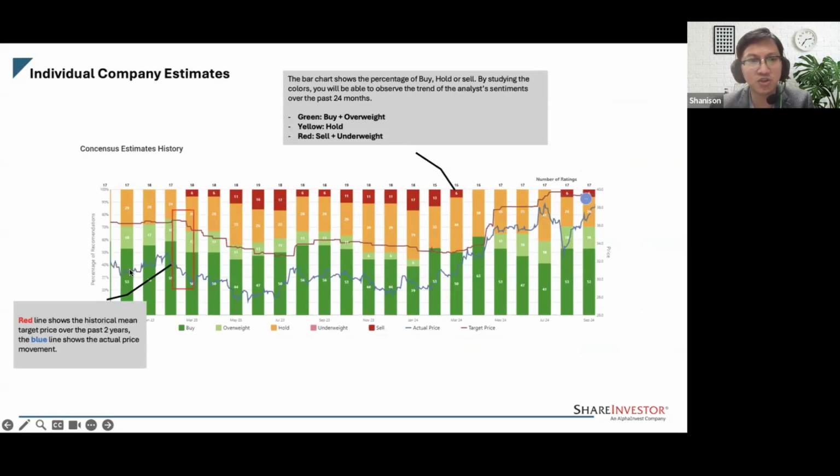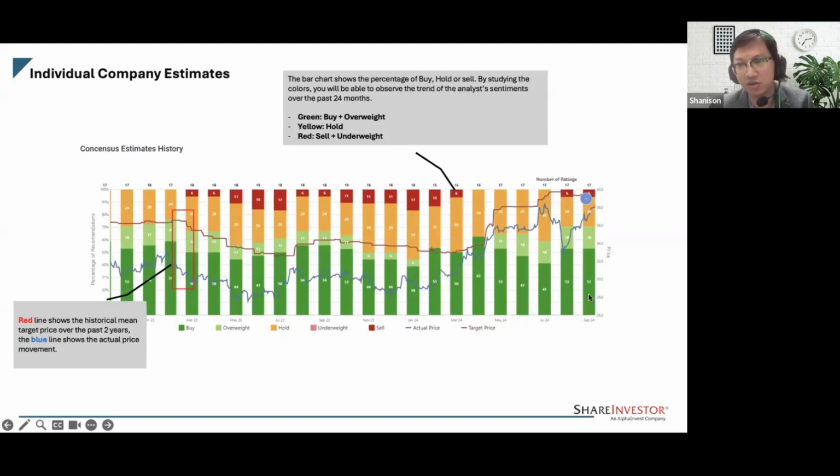And the blue line shows the underlying stock's movements. So you can see a comparison between the underlying stock price movements and the consensus estimate movements. Each bar represents 1 month, and it shows how many ratings there are for each. Green means buy and overweight: the dark green one is buy, the light green one is overweight.